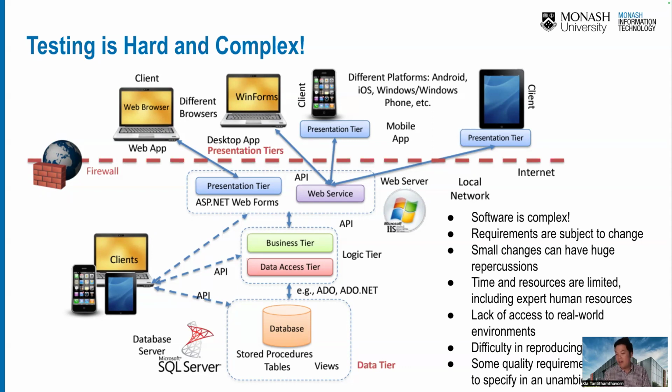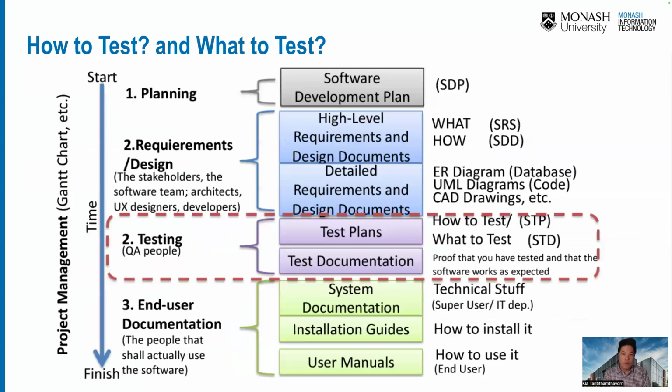We have a lack of access to the real-world environment. We have several iPhone devices, different iPhone versions, different Android versions. How can we test everything? And do we really need hundreds of mobile devices? Probably not. That's why we need to set up simulations as well. All right. When we talk about testing, we need to look at how to test and what to test, which is part of the testing plan.